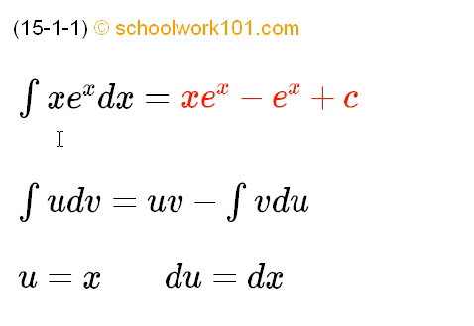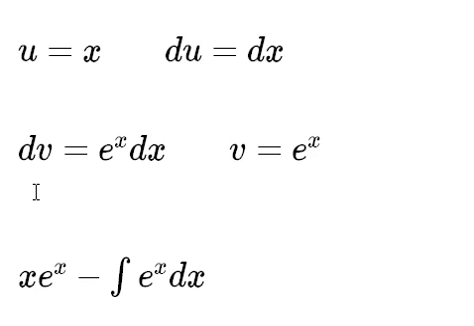So I've identified my u to be x. And then what you're going to want to do is take the derivative of this, and so we end up with du is equal to dx, because the derivative of x is just 1, but then we tack on a dx next to it. Okay, and we're going to identify our dv to be equal to e raised to the x dx.